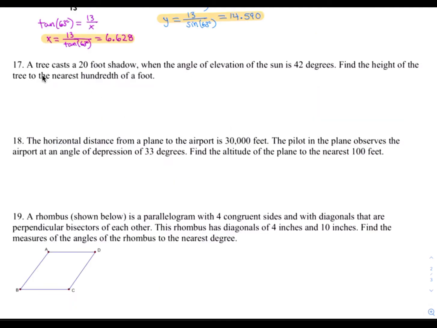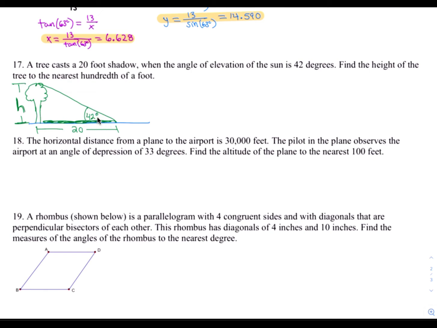All right, number 17, it says a tree casts a 20-foot shadow when the angle of elevation of the sun is 42 degrees. Find the height of the tree to the nearest hundredth of a foot. The first thing you want to do is to draw this picture. Here's the tree, and it says the shadow of the tree is 20 feet. So the shadow would always go on the ground. And it also says the angle of elevation was 42 degrees, and the angle of elevation is always the angle from the ground. Now we'll call the height of the tree h, and this is what we're looking for.